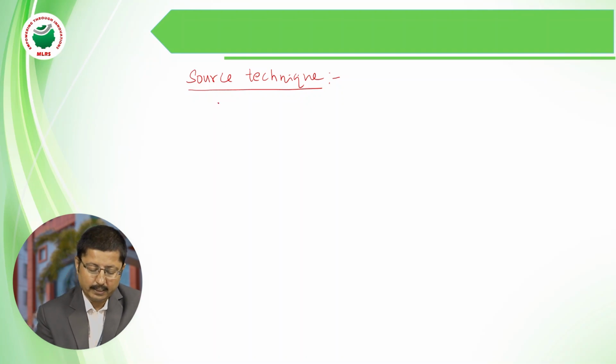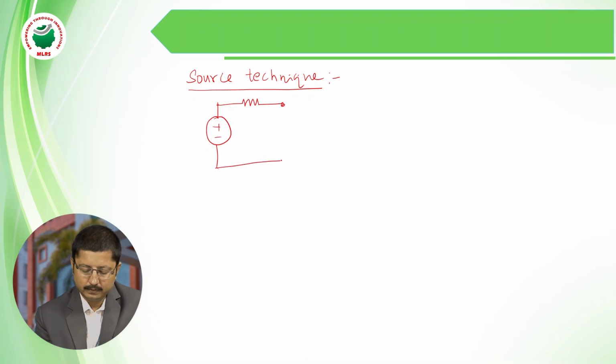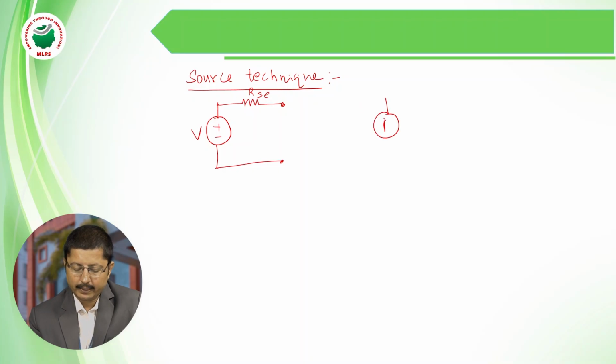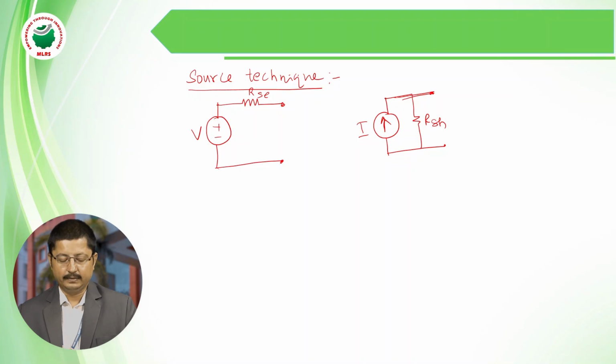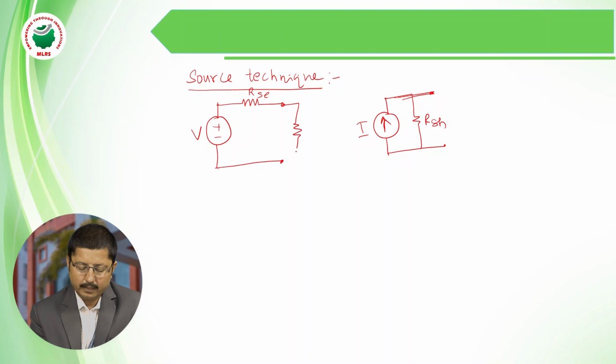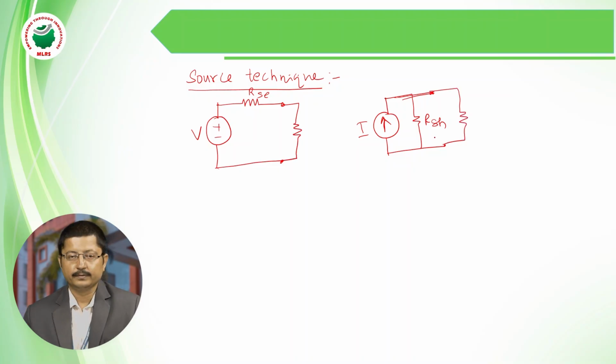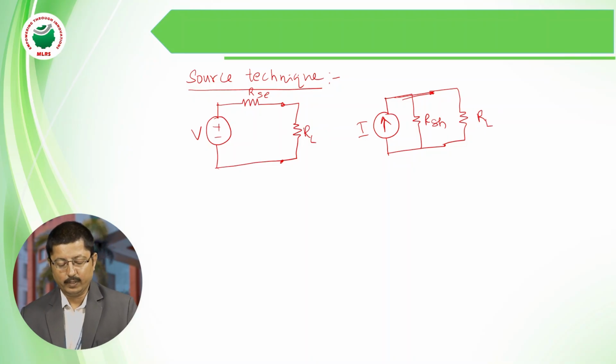First I am going to take the practical voltage source. It has a series resistance RSC, and this is V, capital V, and we have the practical current source, which has a shunt branch resistance, RSH, and this is I. The condition for the source transformation is that we connect the same load resistance between these two terminals, and the current flowing through these two terminals, whether from the voltage source or the current source, must be equal. This is the condition for source transformation.